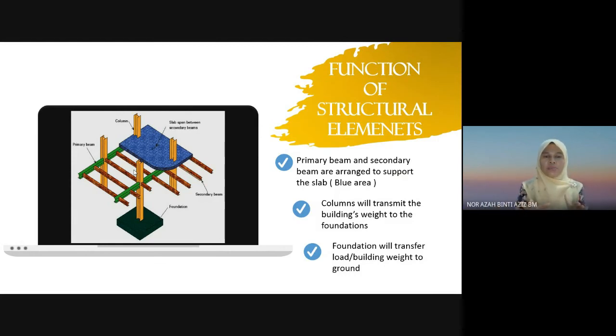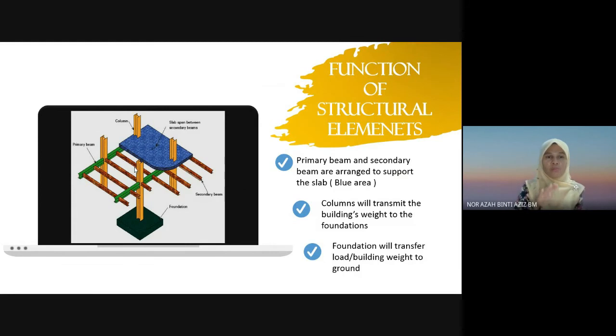Here, I mean secondary beam will transfer load to the primary beam. Then primary beam will transfer load to the column. Okay, can? So as we can see here, beam, there are two functions actually. For each element, actually there are two functions. What is the function of beam?